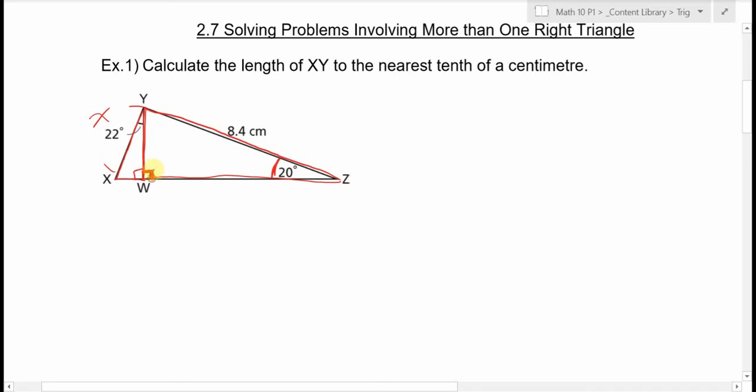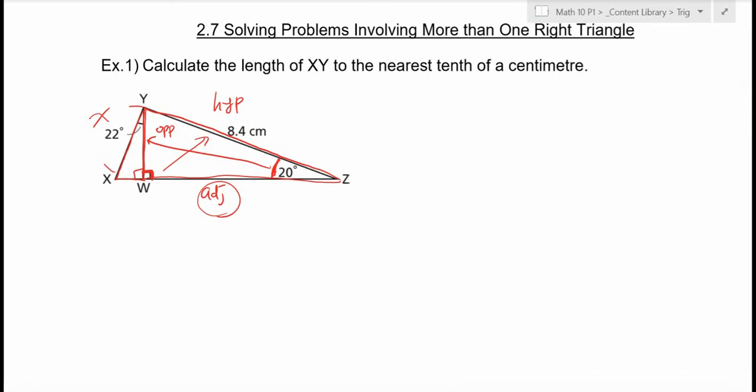Here is the right angle. Therefore, let's name the sides. Here's the hypotenuse, here's 20 degrees, this would be the opposite side, and this is the adjacent side. Now, which side is going to help us to solve the question? Does it help if we know the adjacent side? Not really, because the adjacent side is not any part of the triangle XYW. If we solve for the opposite side, that means we get more information about the smaller triangle XYW, or WXY, whichever you want to call it. So that probably is the side we want to solve.